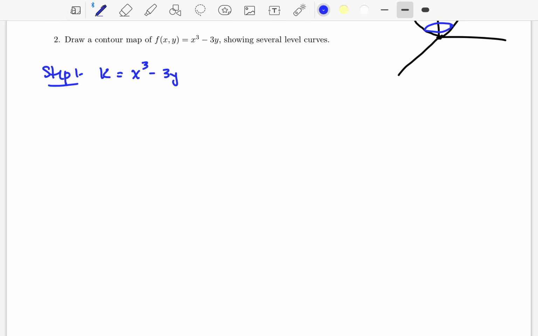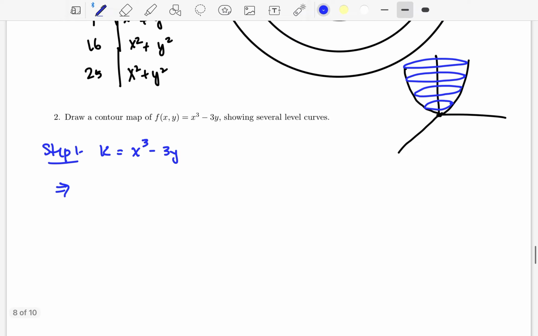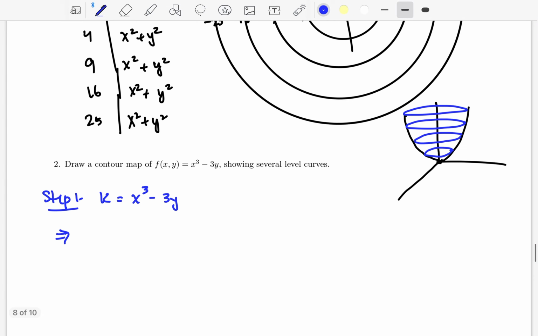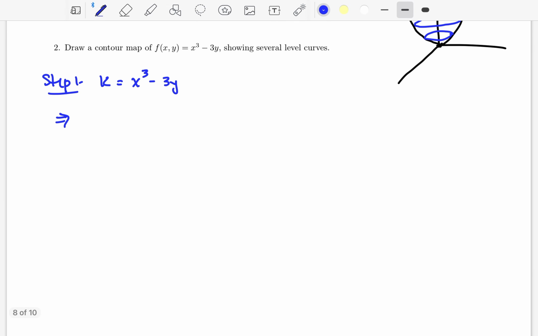And then from here, in this case, it's easier to just turn this into something that we understand. For example, I would solve for y, okay? Right? So the previous one, I didn't solve for anything because it looked like a circle already. In this case, I'm not sure what this is. I'm going to solve for y. If I solve for y, I get 3y is equal to x cubed minus k. Divide by 3, you get that y is equal to x cubed divided by 3 minus k divided by 3.